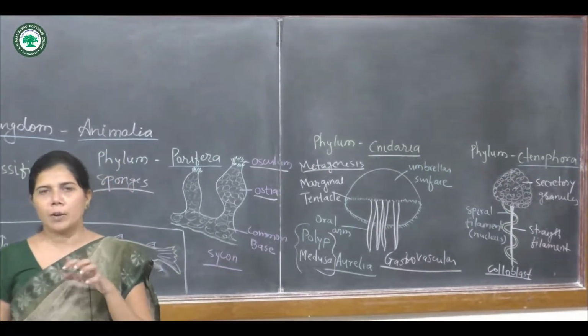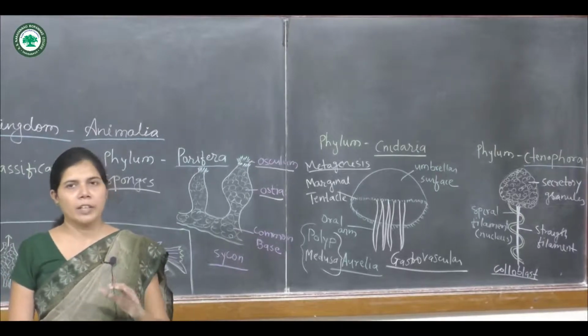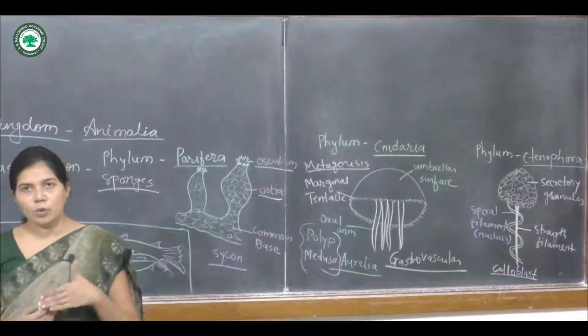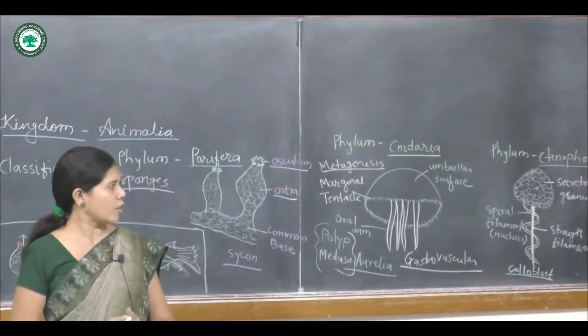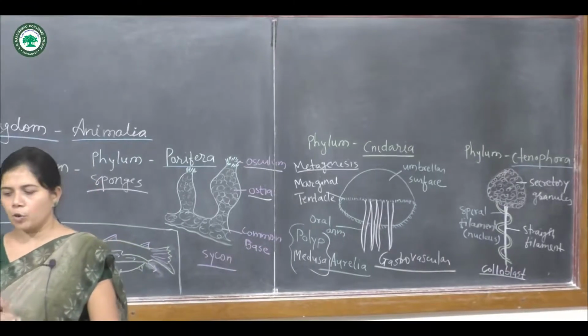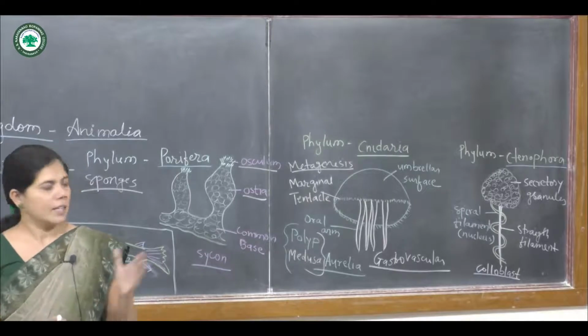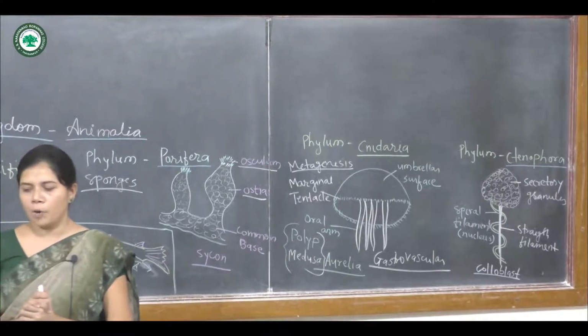There is no well developed organ, only groups of cells and tissue formation, that is, tissue level organization. Locomotion is carried out by cilia, the ciliated comb plates.